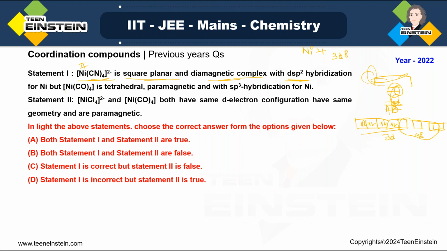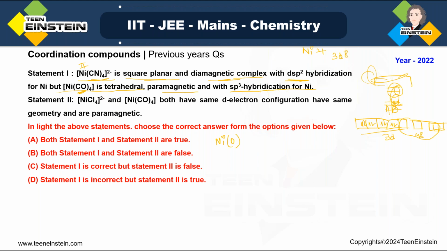But what about the second part? Ni(CO)4 is tetrahedral, paramagnetic with sp3 hybridization for nickel. Yes, it is true, it is tetrahedral. It is having sp3 hybridization. But is it paramagnetic? CO is a neutral ligand. That means it is nickel in zero oxidation state. That means there will be a total of 10 electrons and all of them will be paired. So it is not paramagnetic. So this statement is partially correct, not fully correct.